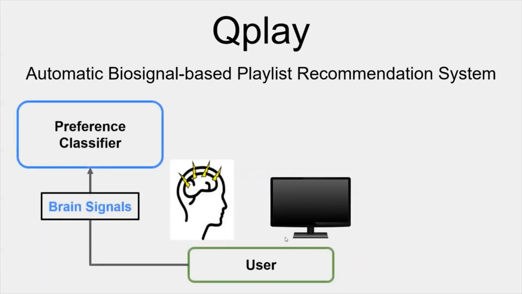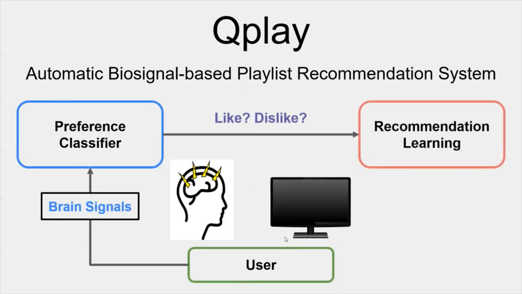making it more difficult for them to find where and how to rate. To make the recommendation system more user-friendly, our team proposed an automatic biosignal-based recommendation system, QPlay. QPlay records users' brain signals while watching the videos. With these brain signals, QPlay classifies the user's preference toward the videos and learns what video it should recommend next.